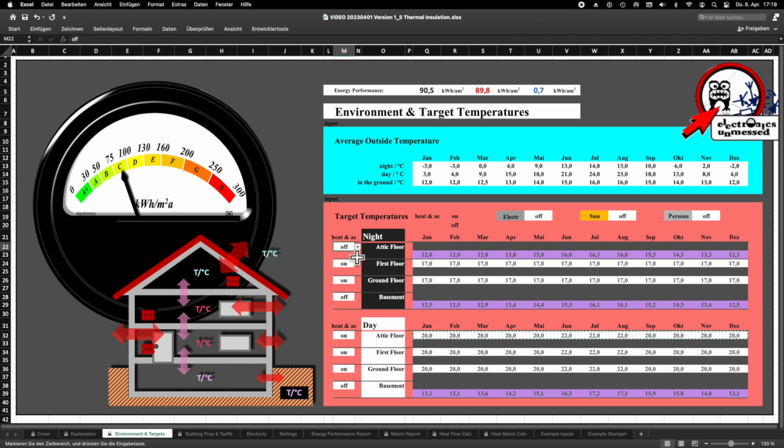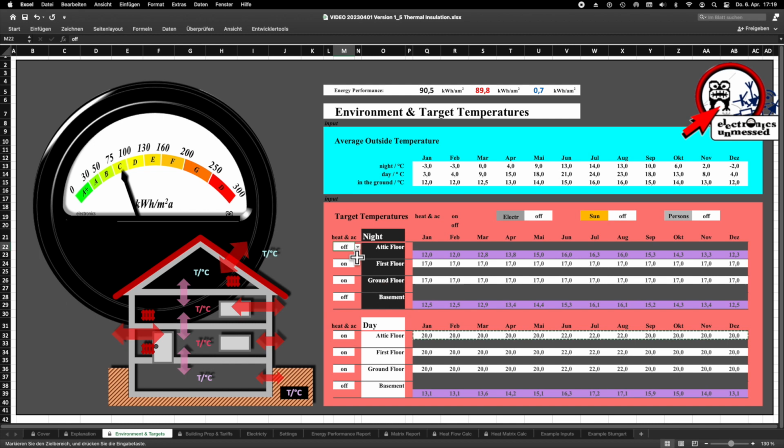One of the strengths of this tool is that we get an immediate prediction for the temperatures in the attic if there is no heating or air conditioning. And this also shows that our tool not only calculates the thermal energy flows to the outside, but also the thermal energy flows via false ceilings and through unheated rooms.